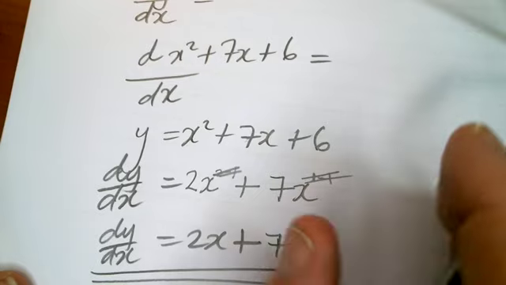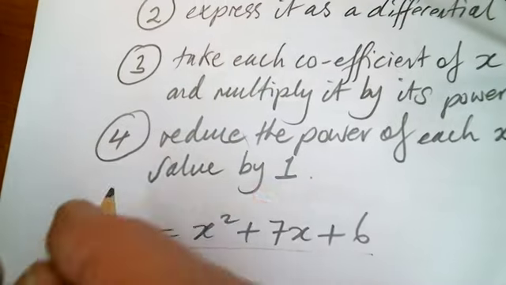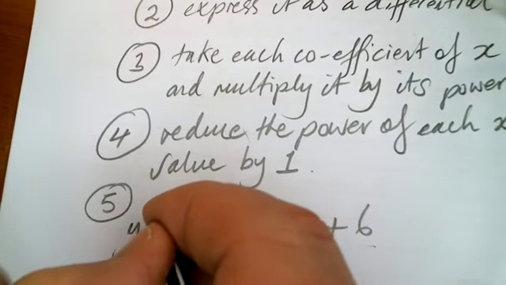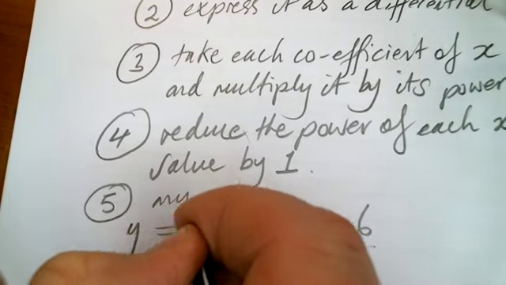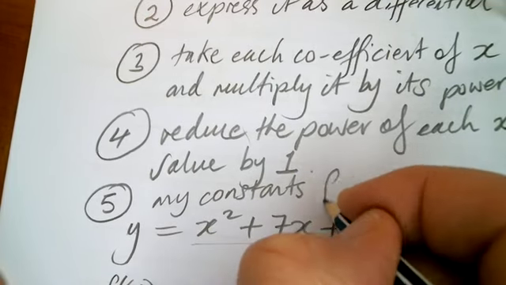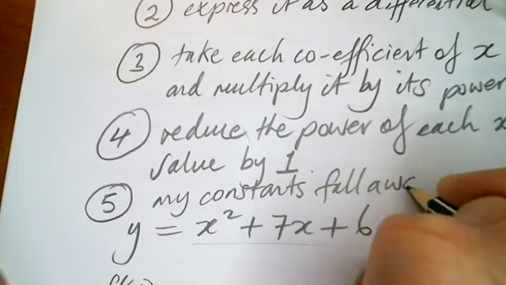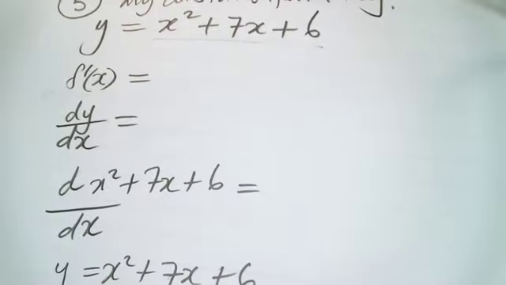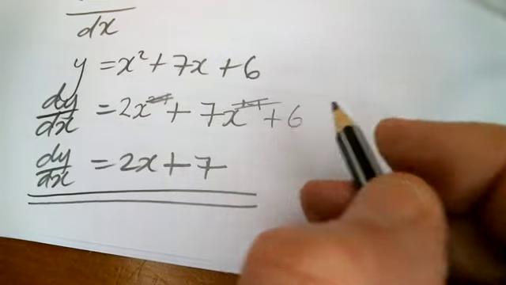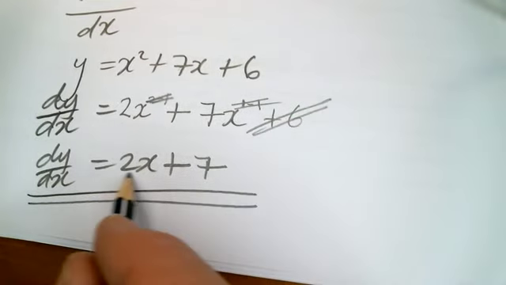Now you'll notice I should have actually put one more step in here, which I'm just going to put in now. Here we go. This is going to be any constants fall away. And we do have a constant. We've got the plus 6. So the plus 6 falls away. So the plus 6 was a plus 6 here, and that just falls away, leaving us with our answer.